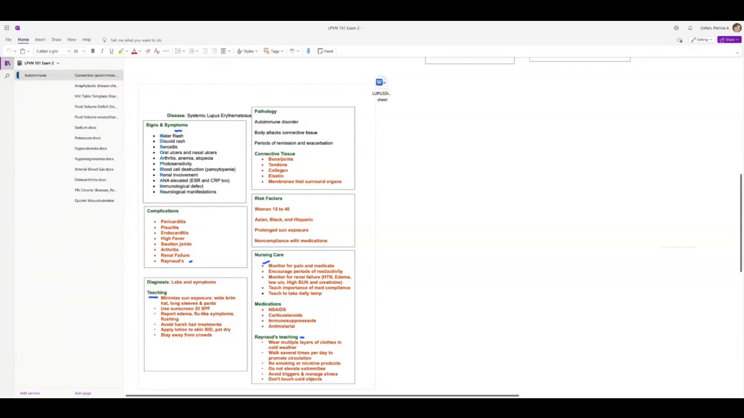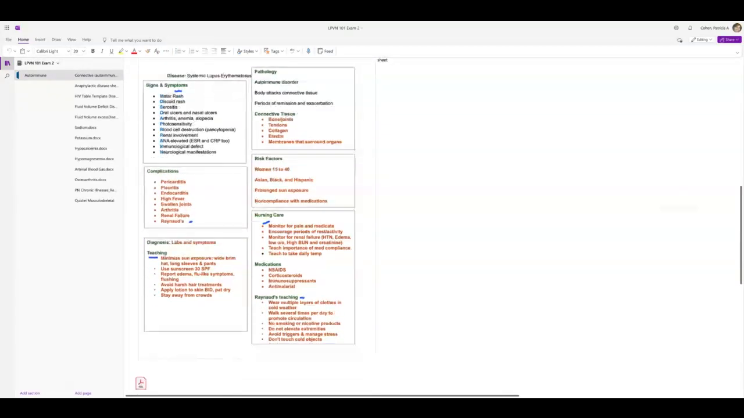So the patient needs to wear a lot of clothes outside. They need to stay warm. If they're going to grab something out of the freezer, they may need to put gloves on because that could trigger it. They shouldn't smoke because smoking causes vasoconstriction. And then they need to manage stress. That's another thing. And they should exercise to promote their circulation.